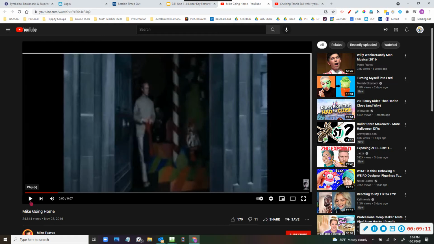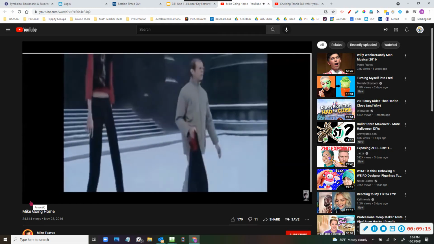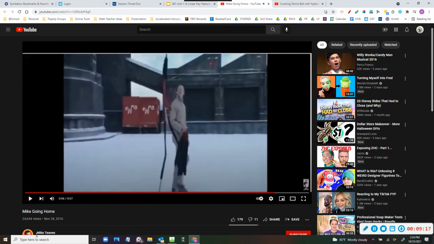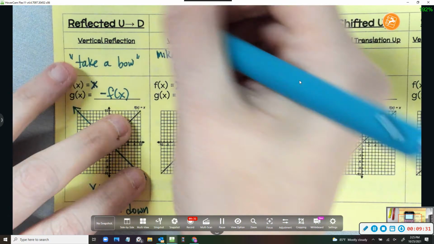And this is what Mike TV looks like when he comes out. That's what Mike looks like. So what happened to Mike? He got stretched vertically, right? And when he got stretched vertically, what happened to him? He got real what? Real skinny. He got real narrow.